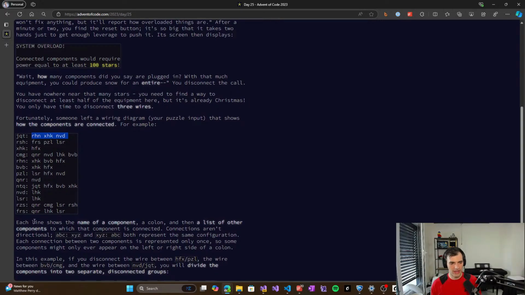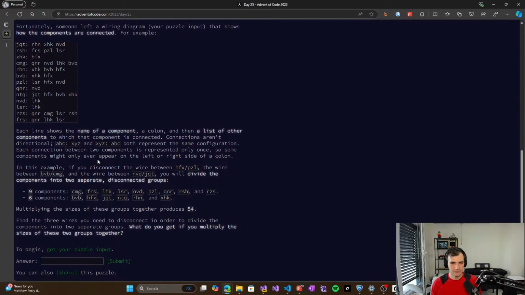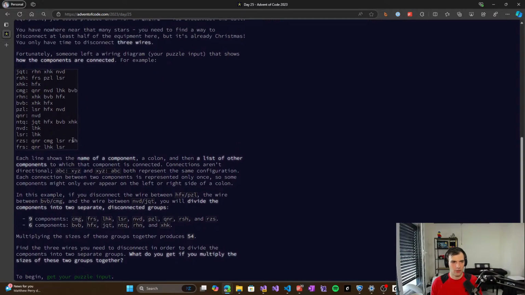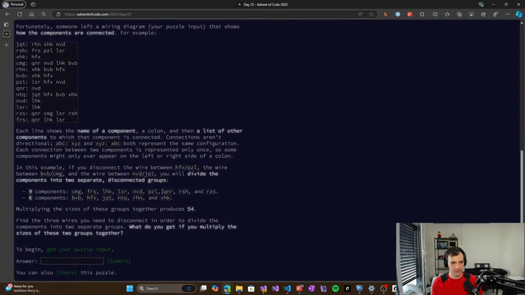And our goal and our task here is to figure out which connections we need to break so that those nodes break up into two large groups. And once they do, we need to multiply the sizes of those groups to get the solution to the problem. And basically this tells us that when we disconnect some three wires, it breaks up the graph into two components that are completely unconnected, and each component will have some specific size.